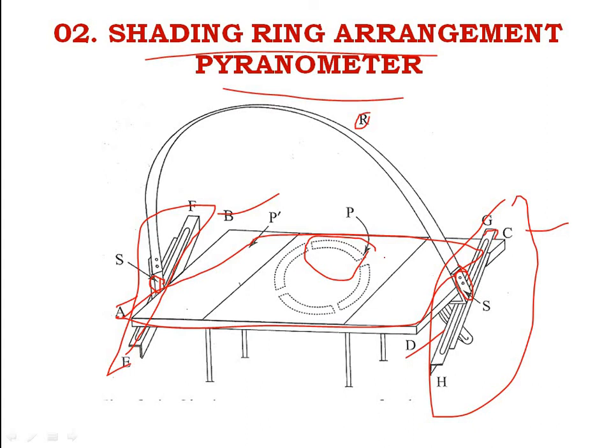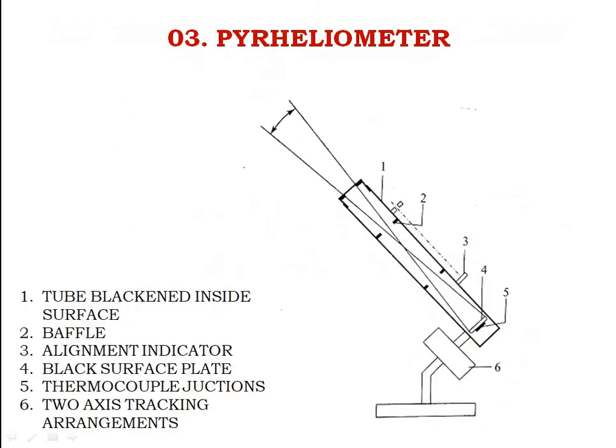To the top of the frame is fitted another thick metal plate P dash on which the pyrometer is mounted. This is the thick plate below and this is the thick plate above. P is the thick plate which is mounted at the bottom and P dash is above. Okay, these are the things. Next we will be discussing the pyroheliometer.